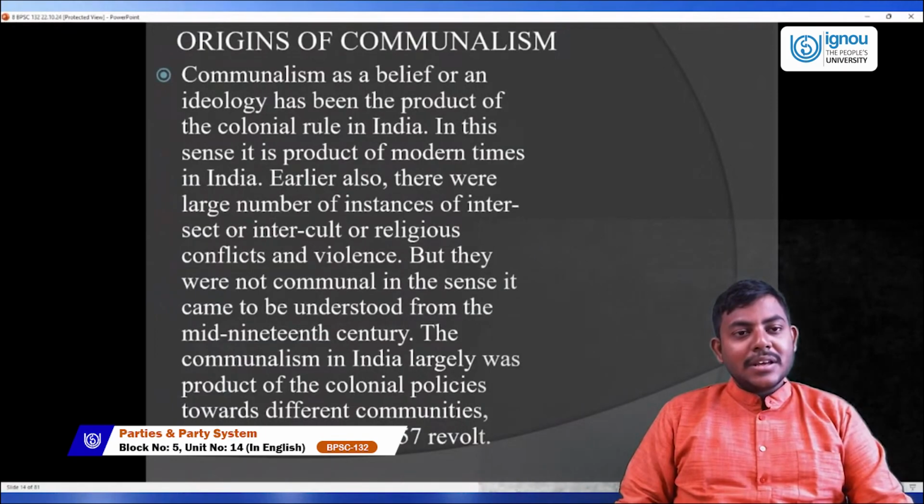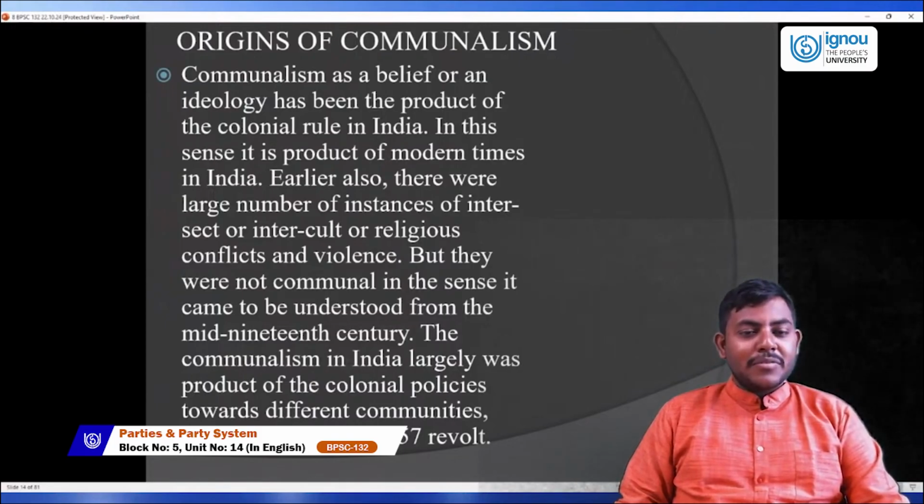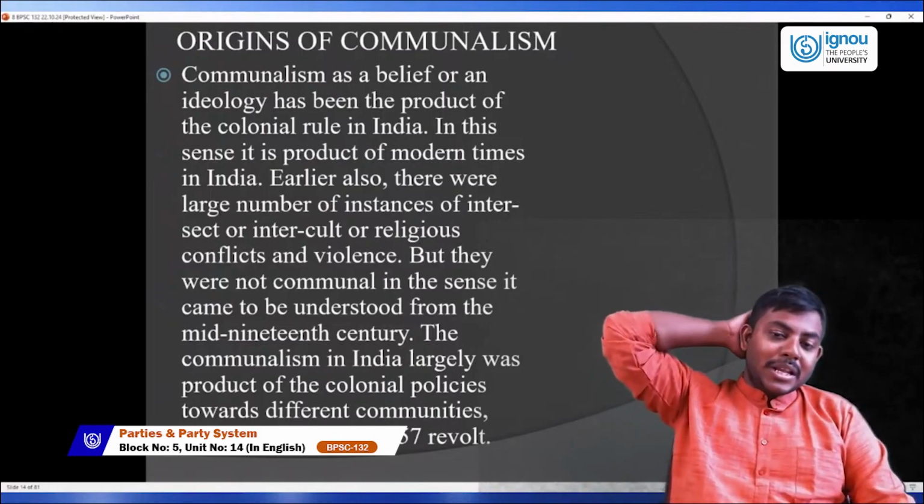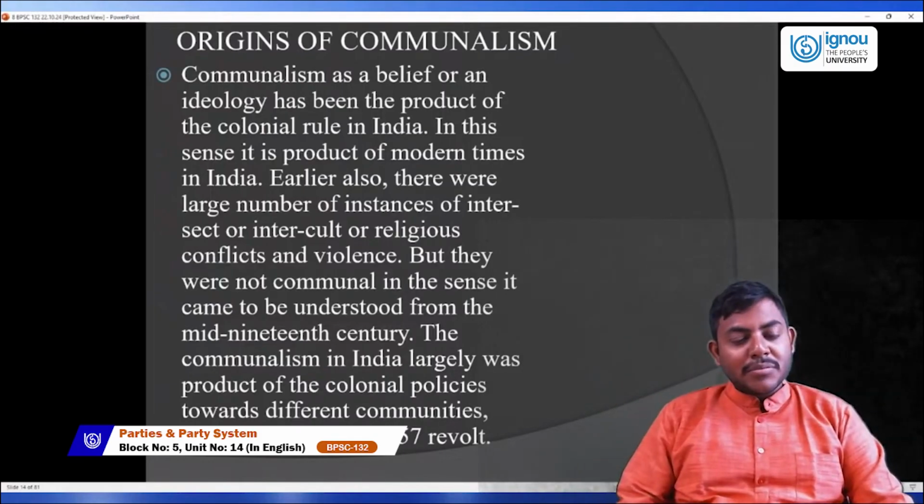Now let us discuss the origins of communalism. So communalism as a belief or as an ideology has been the product of colonial rule in India. In this sense, it is a product of modern times in India. Earlier also there were a large number of instances of inter-sect or inter-cult religious conflicts and violence, but they were not communal in the sense it came to be understood from the mid-19th century.